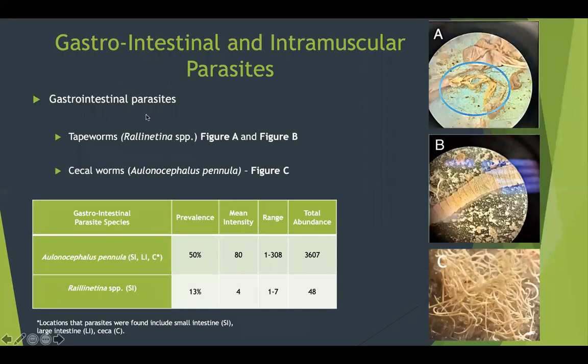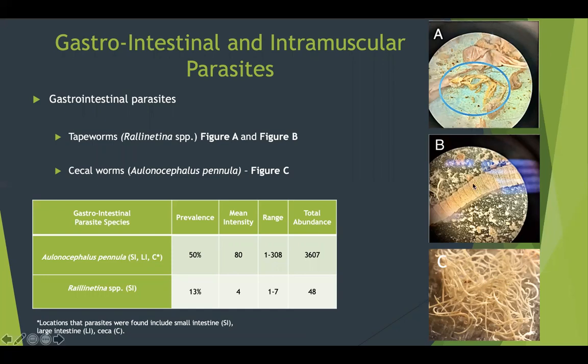So starting with the GI parasites, we have tapeworms, the Raillietina species. In figure A, you can see there are several right here, all clustered together. So this is about 7 tapeworms just collected right here, all together within the intestines of a young bobwhite quail, and they actually filled the intestines, which is really interesting to note.